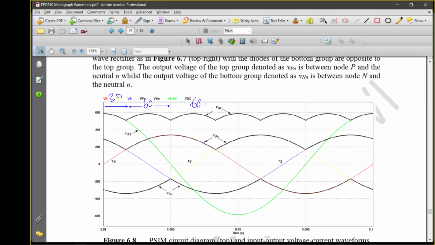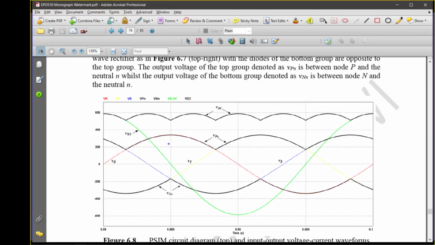So if you add all together for one cycle, from there to there is one cycle. So you have 1, 2, 3, 4, 5, 6 pulses now. Compared to the 3 pulse midpoint converter, the half wave converter, we only have 3 pulse for the half wave rectifier, but for the full wave rectifier, it is 6 pulses. For one cycle, you have 6 pulses of the output voltage. All right.